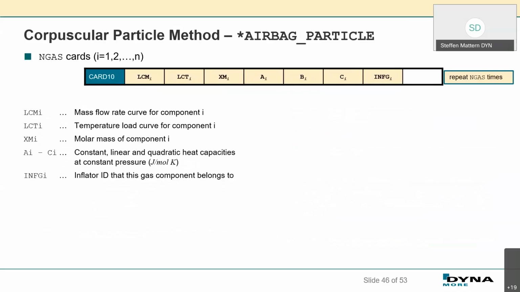Card number 10 is repeated as in the models before. It's repeated for every gas component. So it's repeated N gas times. N gas is the parameter specified in card number 4. Here the properties, the mass flow rates and the temperature profiles are specified for each gas component.